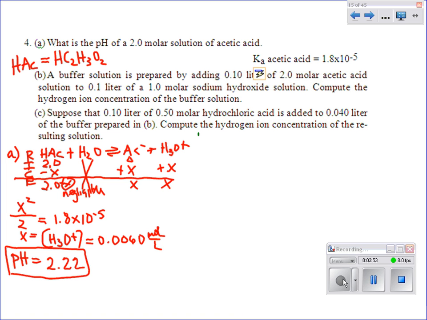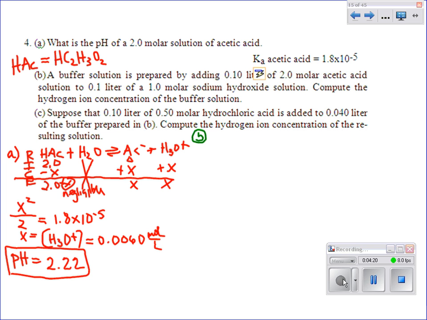Part B says, a buffer solution is prepared by adding 0.1 liter of 2 molar acetic acid solution to 0.1 liter of 1 molar sodium hydroxide. We're not starting with a buffer. We're preparing a buffer by doing what? What type of problem are we creating here?